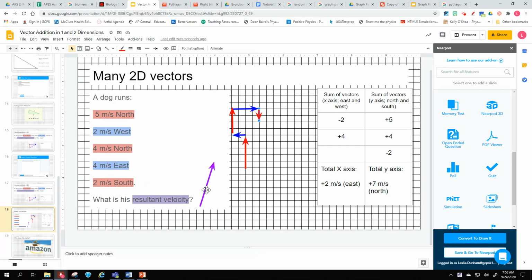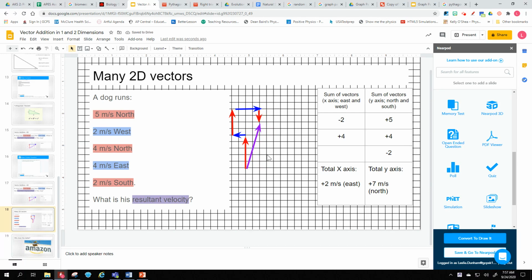The resultant velocity would be this right here. Sorry, all my vectors didn't quite get in the right spots. But okay, so that is my resultant. My resultant would be that value right there.